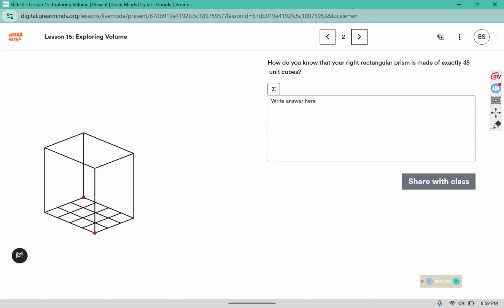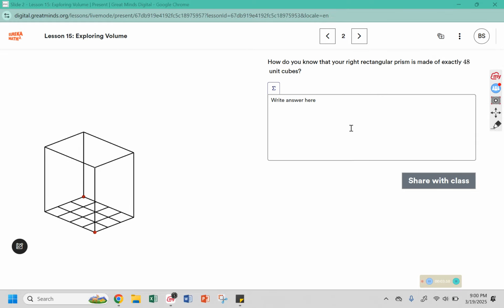How do you know that your right rectangular prism is made of exactly 48 cubes? The base had 12 cubes in the bottom row, and it was 4 rows high. 12 times 4 is 48.